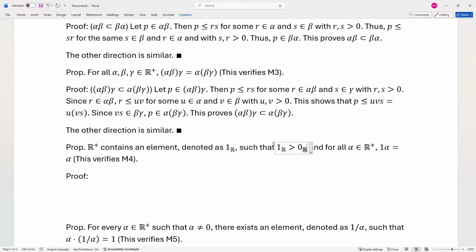Okay, but that's after everything is shown. So here we just wanted to construct this element 1R, okay? And so it is quite obvious what this should be. Let's just define 1R to be the collection of all rationals that is less than 1. So this is the set of rationals P in Q such that P is less than 1.